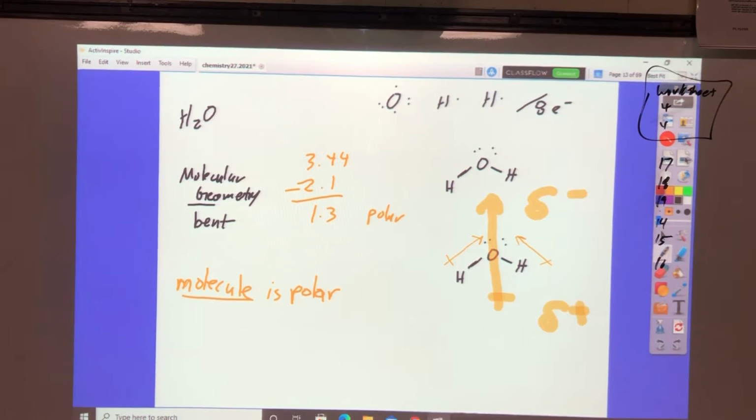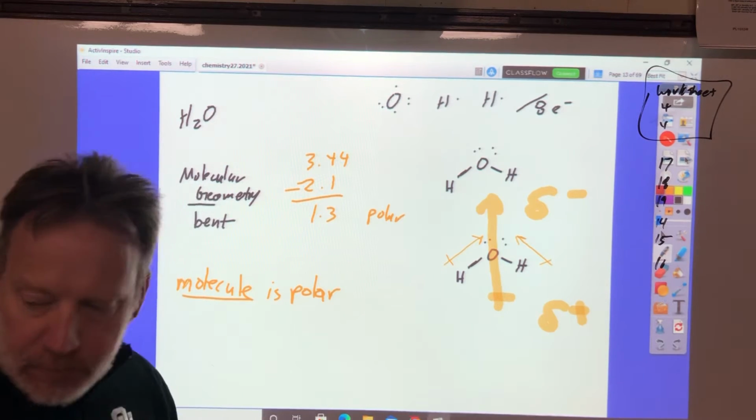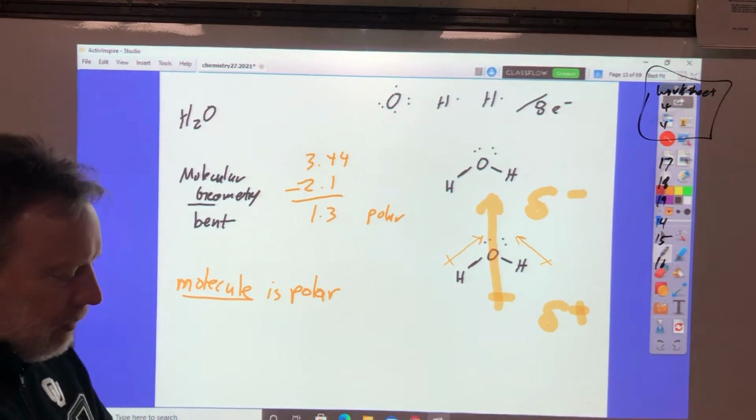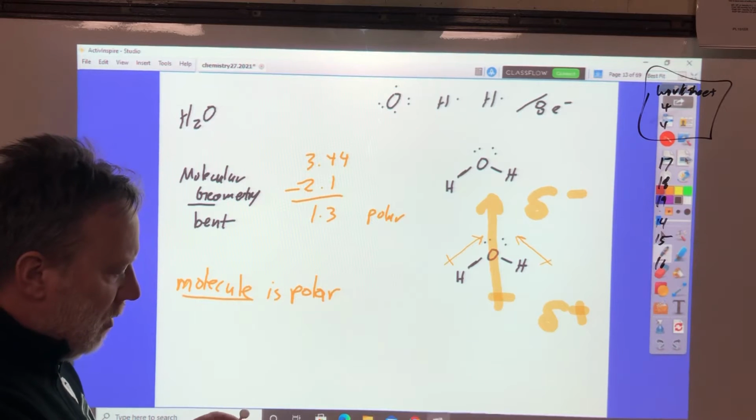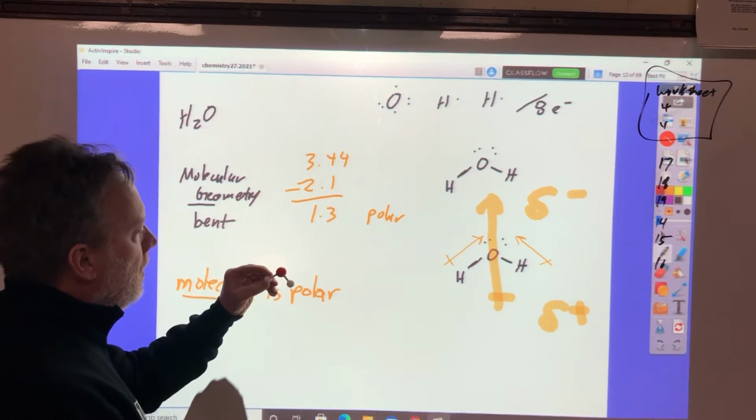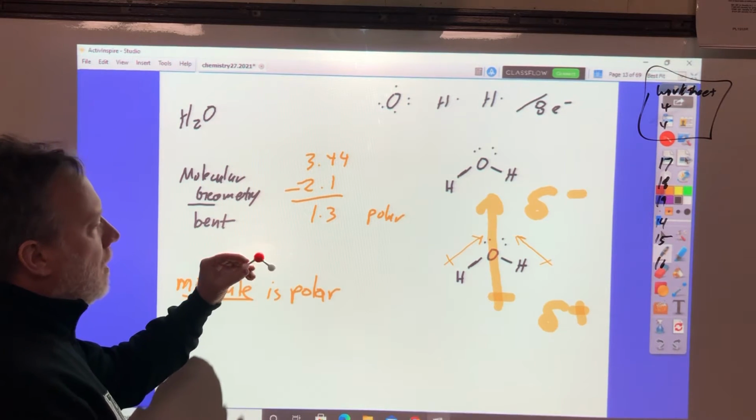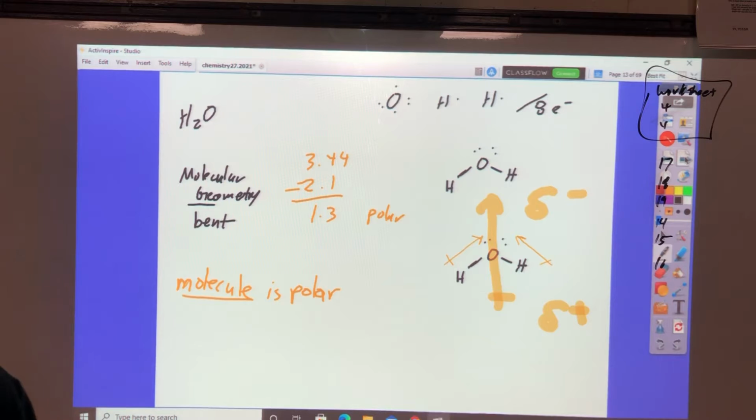In our example here, it ends up being bent. Why is this the case? Well, valence shell electron pair repulsion will explain it. VSEPR.